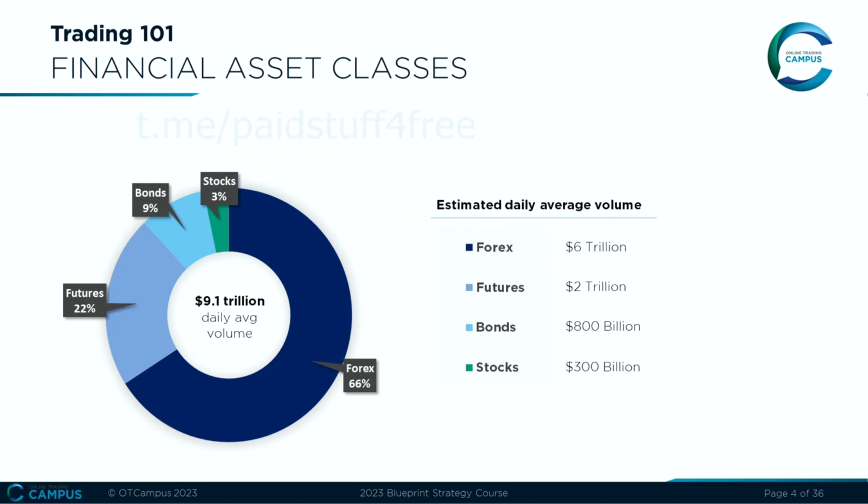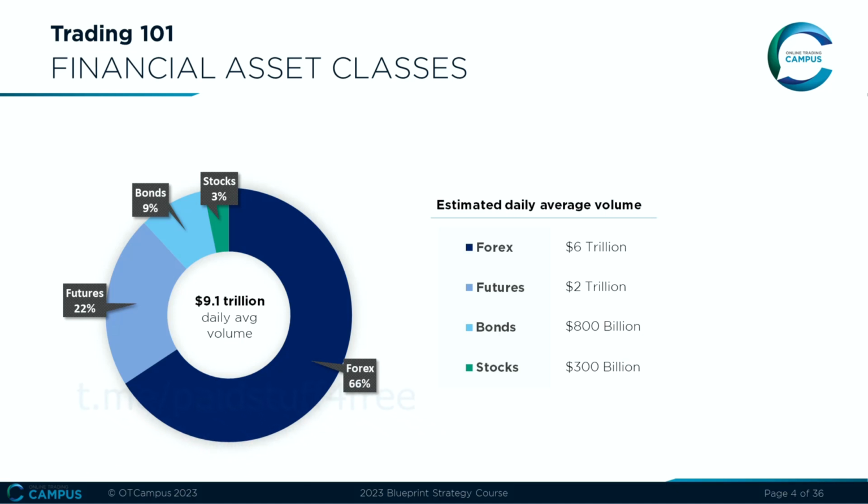And then bonds is kind of in between futures and stocks. That's at the third place in terms of average traded volume. And here it's estimated that the daily traded volume is around 700 to 800 billion US dollars. And that would include both government bonds and corporate bonds, and all bonds or bond markets around the world.